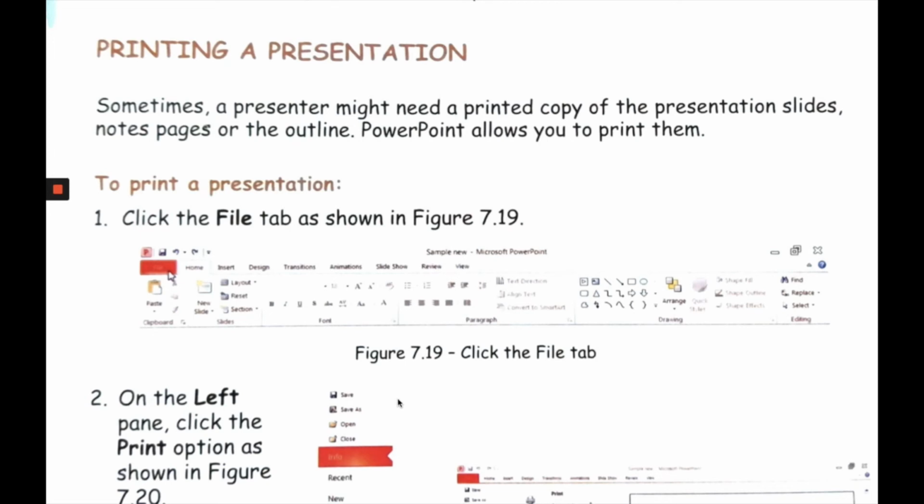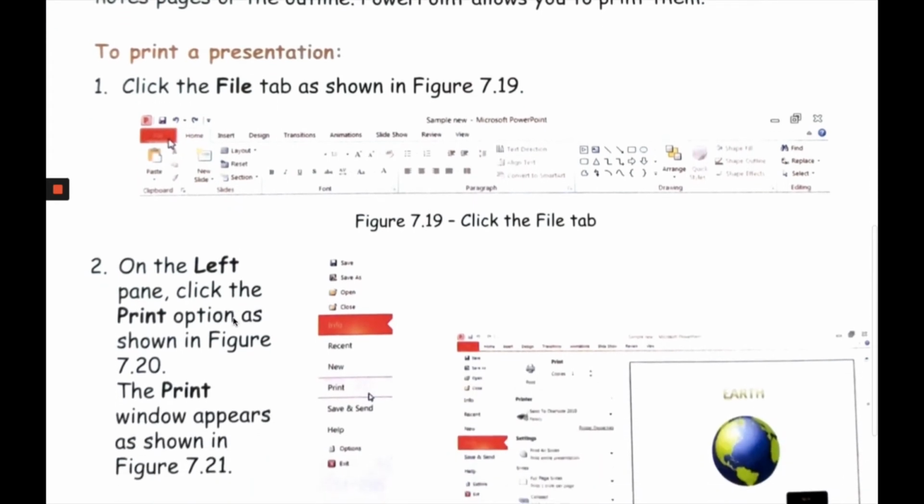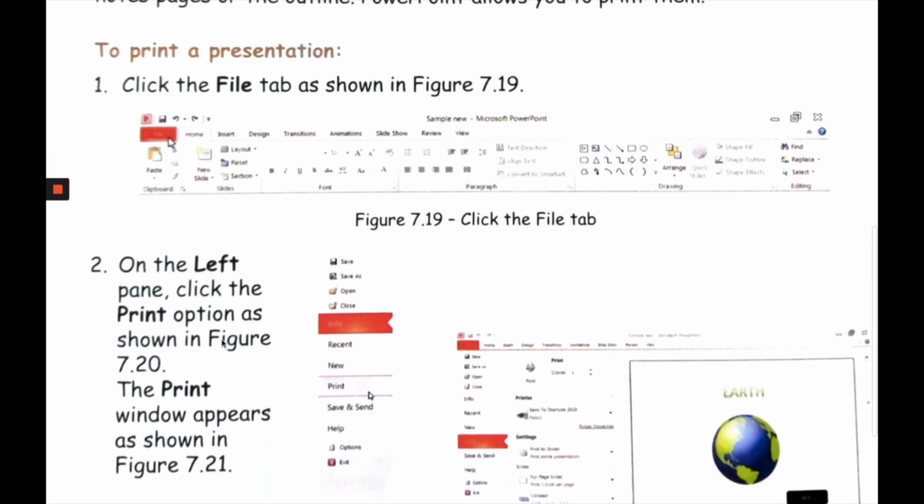To print a presentation, click the File tab as shown in the figure. You have to look for the File tab as shown here. On the left pane, click the Print option as shown in the picture. You have to look for the Print option. Can you see the Print option here? In the File tab, you have the Print option.